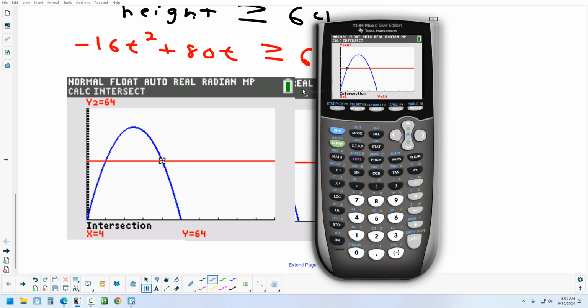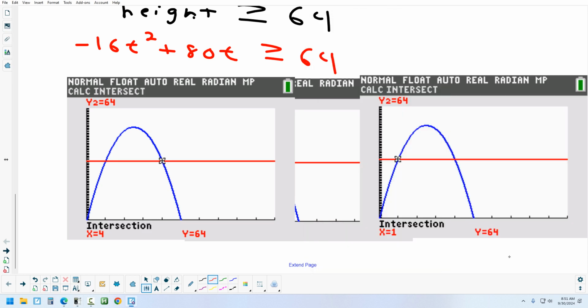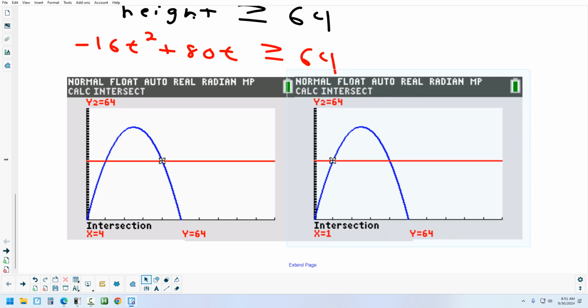Could you do the intersecting? Yep, so we press second, calc, and then option 5. Second, calc, and then option 5. Calc is right up at the top. I think it's the button that says window? This is trace. Yeah, it's the one that says trace.